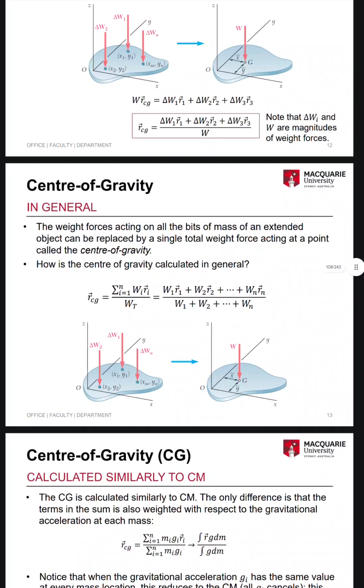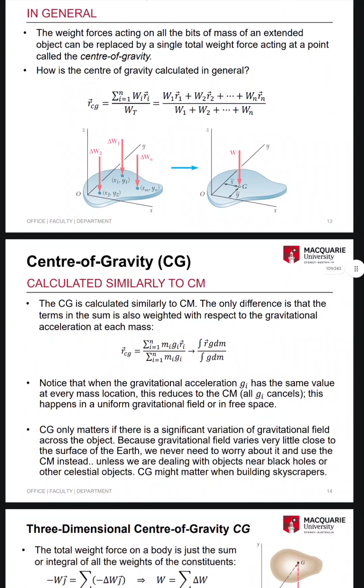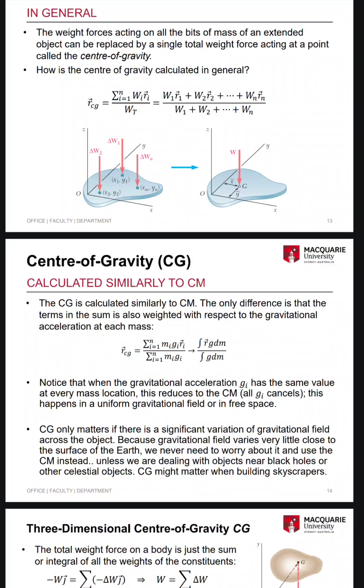Center of gravity in general: the weight forces acting on all the bits of mass of an extended object can be replaced by a single total weight force acting at a point called the center of gravity. How is center of gravity calculated in general? R_CG equals summation i equals 1 to n of W_i r_i by W total, that is W1 R1 through Wn Rn over the summation of W1 to Wn. Center of gravity is calculated similarly to Cm, center of mass.